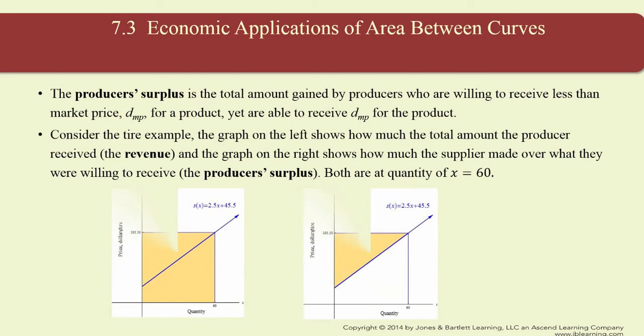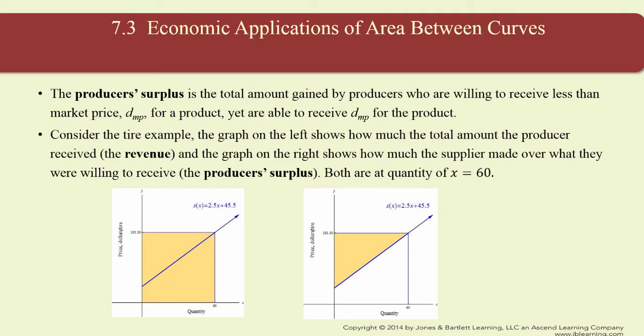Let's look at a picture. Still on this tire example. The graph on the left, that's showing the total amount the producers would receive. So now this is when they were supplying 60 tires, where the price was $195.50. So that rectangle, you can find the area of that rectangle. They're selling 60 at a price of $195.50. Let's see, price times quantity, that's actually revenue. And look, I even have it here in parentheses, revenue.